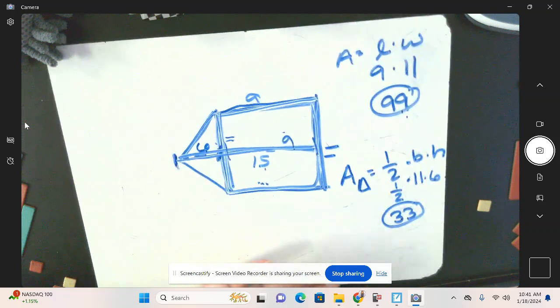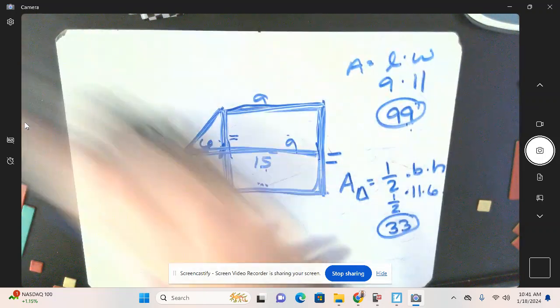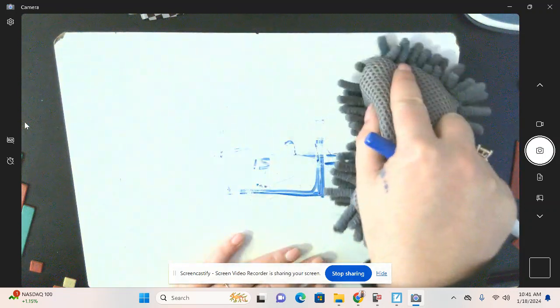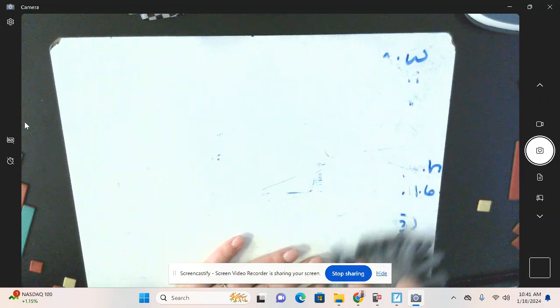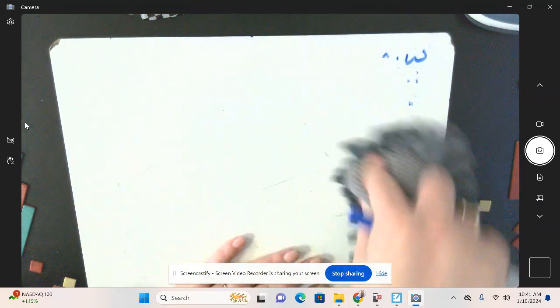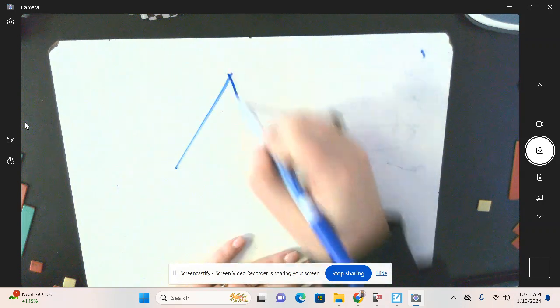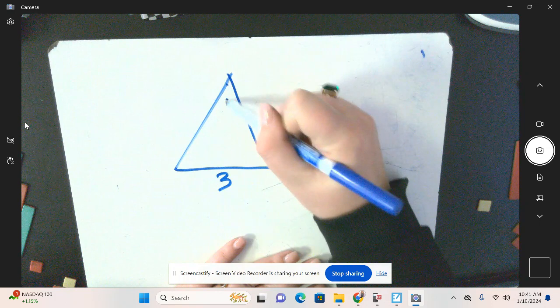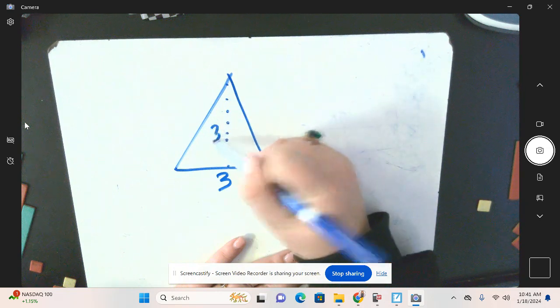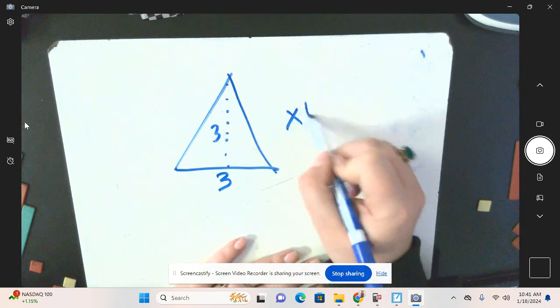All right, the last one, number 27, says Amy is going to put 6 triangle tables together to make one large hexagon-shaped table. What is the area of the hexagon table? So we have a triangle where the base is 3 and the height is 3. And we need 6 of those.